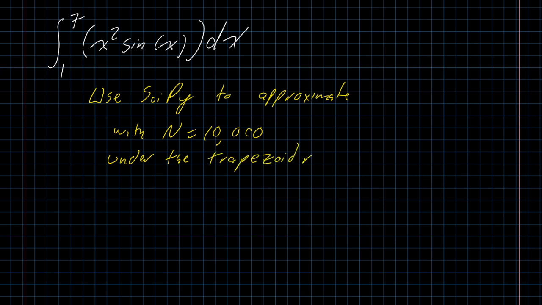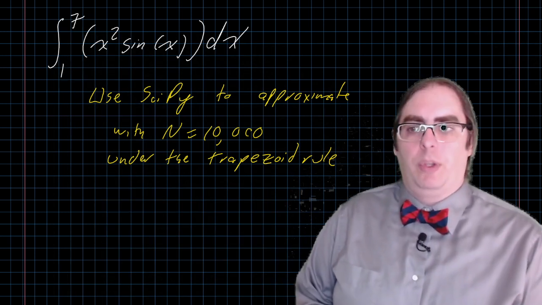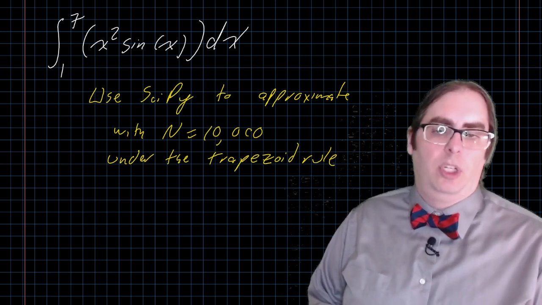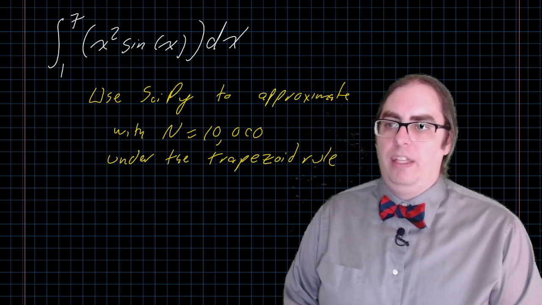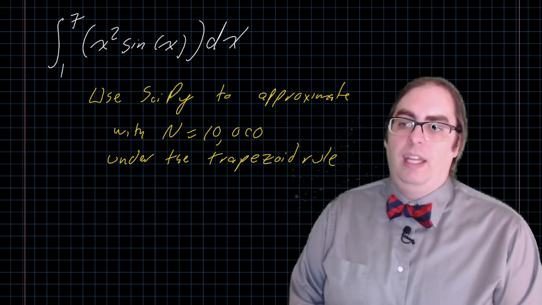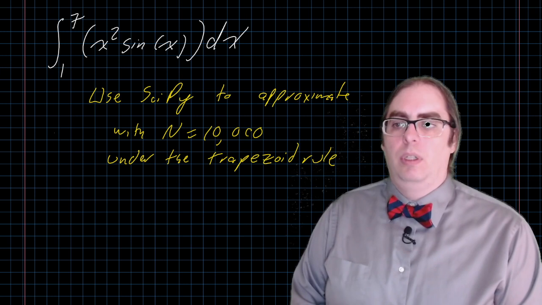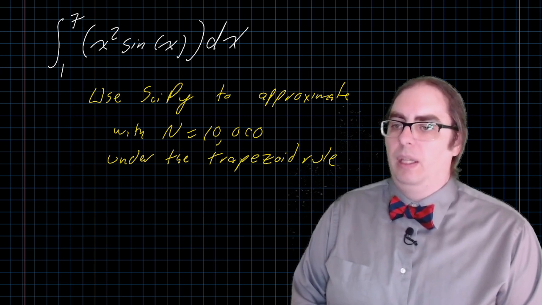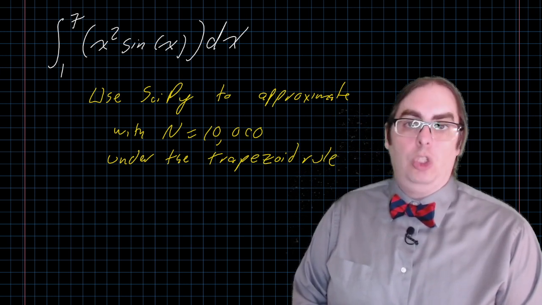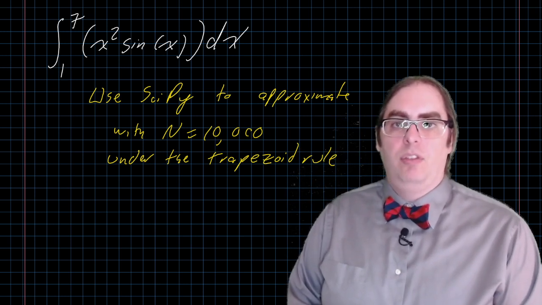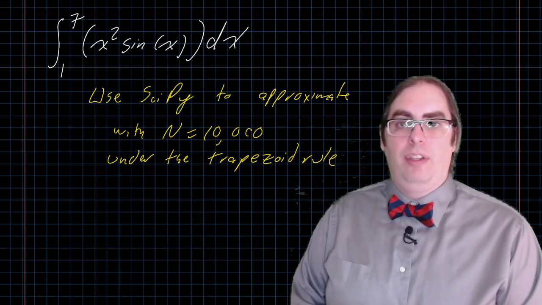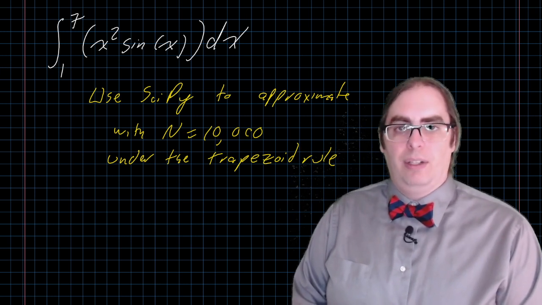I want you to use SciPy. Or if by chance you're familiar with a different numerical library, you're welcome to use that instead. But I want you to approximate the value of this integral with 10,000 subdivisions using the trapezoid rule. Right. Take a couple of minutes, make sure that you understand how this works, and I'll see you in the next video.